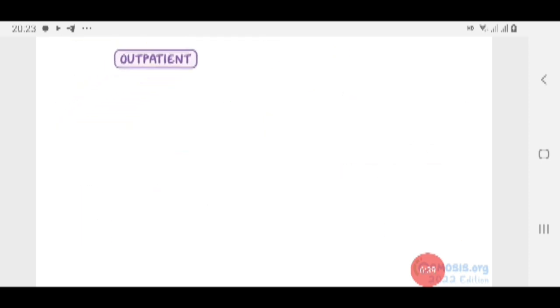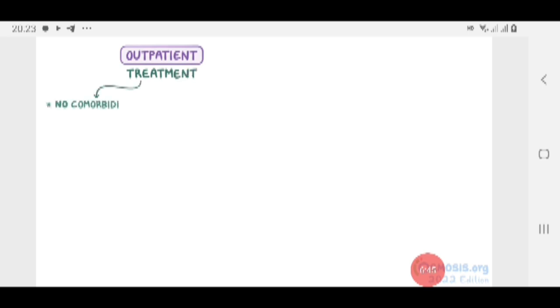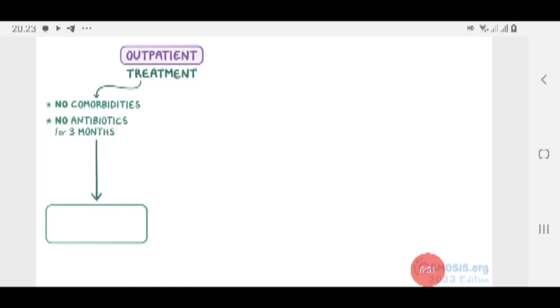So let's say that an individual will be treated as an outpatient. If that individual has no comorbidities and also hasn't been on antibiotics in the past 3 months, then they can get an oral macrolide like azithromycin or oral doxycycline.